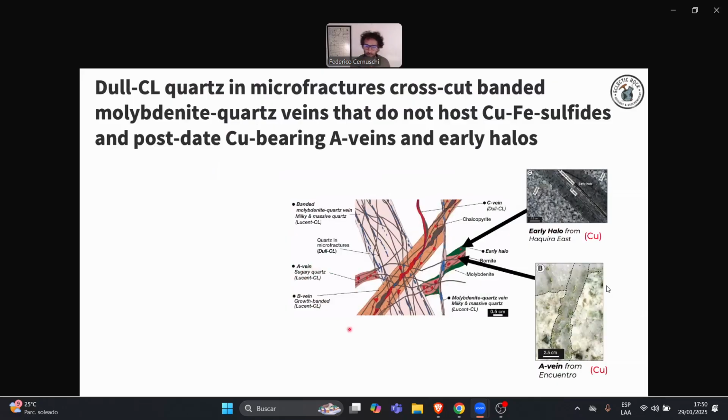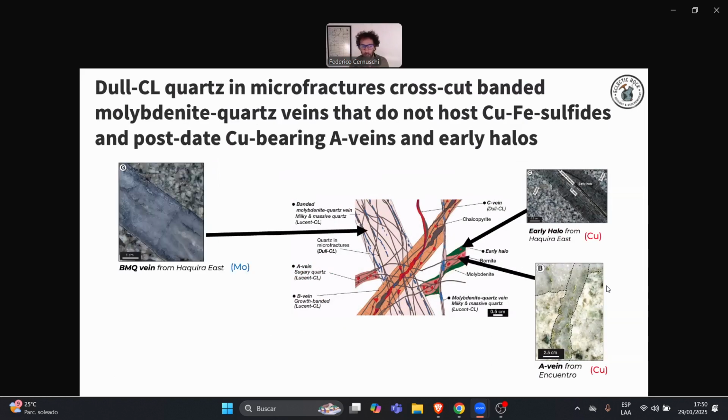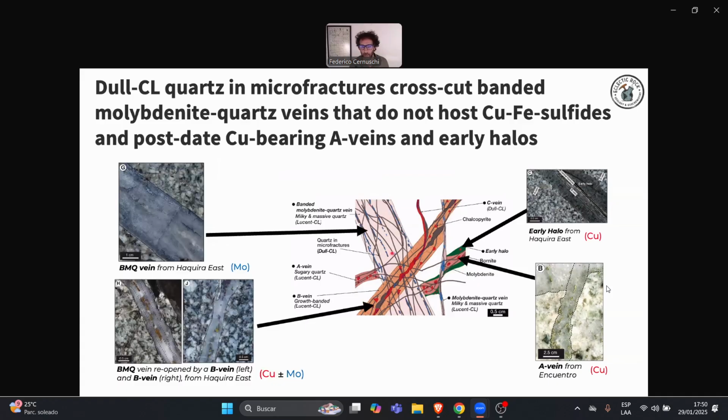This is also reinforced if you see a younger time slot in the evolution of the system, where you have A veins and early halos here that are cross-cut by banded molybdenite quartz veins that only have moly, and that one is cross-cut by a B vein with moly and copper sulfides.